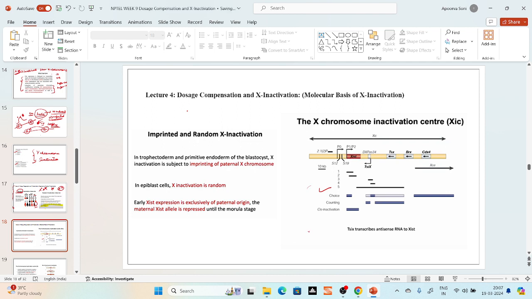So you can see this is the X chromosome inactivation center, and here you can see there is Xist, which has these promoters P1 and P2, and the opposite is Tsix, which has just the opposing role of Xist. Okay, now what is important is that there is imprinted and random X inactivation. What is the meaning of this imprinted and random X inactivation?